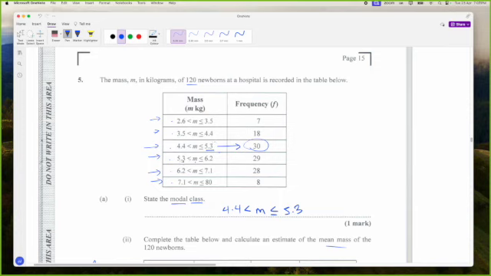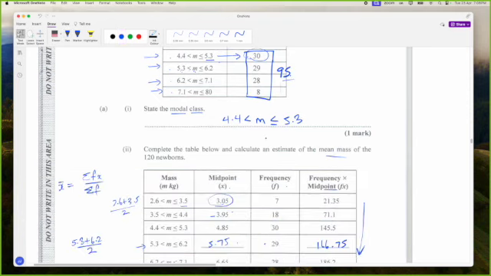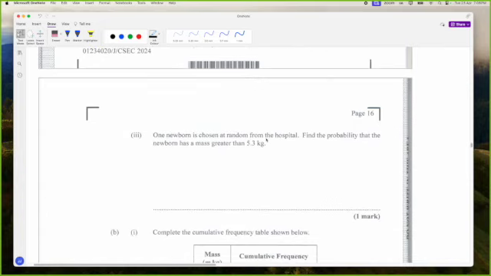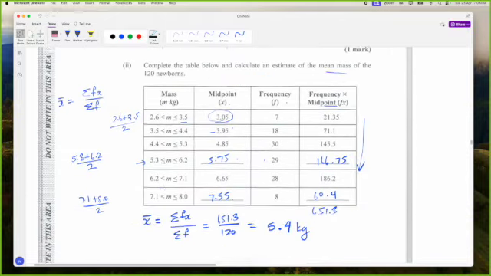And then from 5.3 is less than m, which is less than e. They want all of the people who are greater than 5.3. I would say that's a high probability, right? So that'll be the addition of all of that: 30 plus 29 plus 28 plus 8, that is 95. So 95 out of the 120 babies.